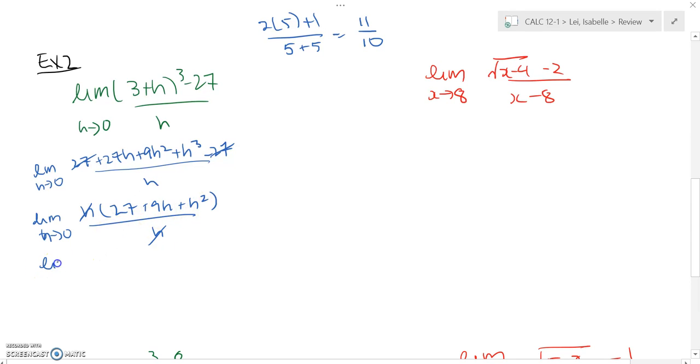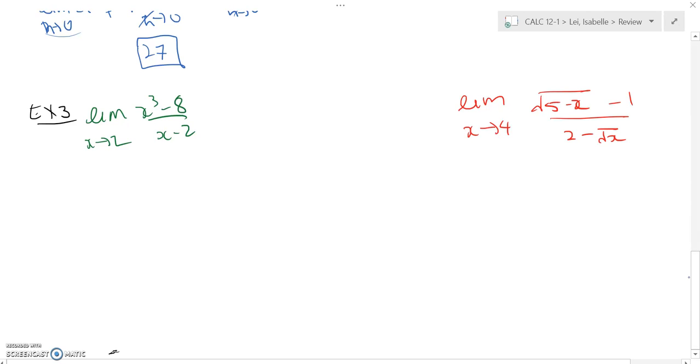So it becomes the limit as h approaches 0 of 27 plus 9 times the limit of h as h approaches 0 plus the limit of h squared as h approaches 0. So plugging in h here, it'll be 9 times 0, 0 squared. So the limit of 27 is 27, so the final answer will be 27.